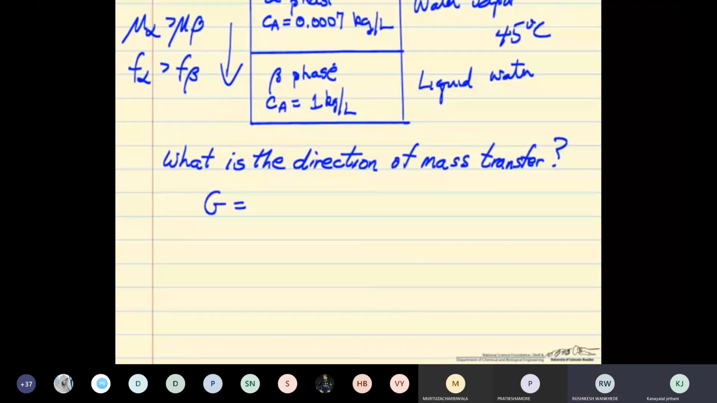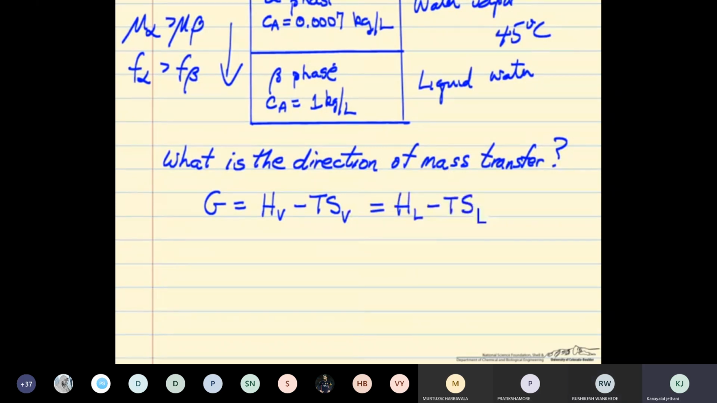We look at this a couple of ways, but the Gibbs energy in the vapor phase would be the enthalpy per mole or per kilogram, vapor phase, minus the temperature times the entropy in the vapor phase. And at equilibrium, that enthalpy in the liquid phase minus Ts, so G in the vapor phase, G in the liquid phase, those are equal at equilibrium. That turns out to be our criteria for equilibrium.